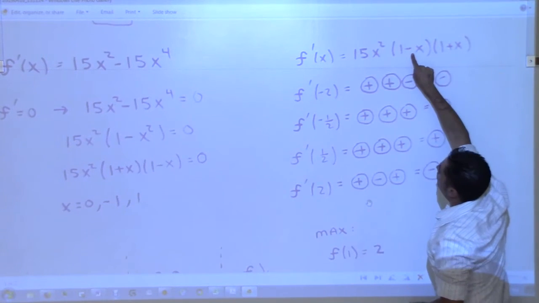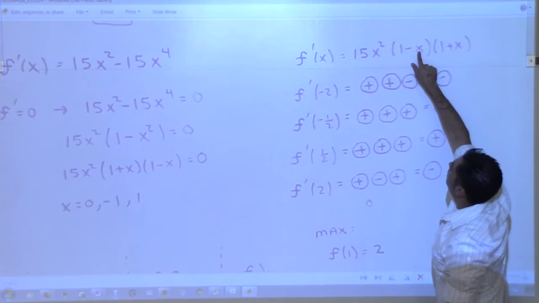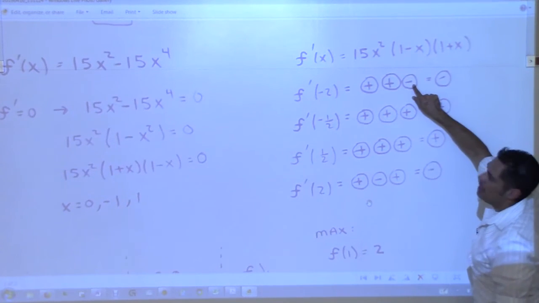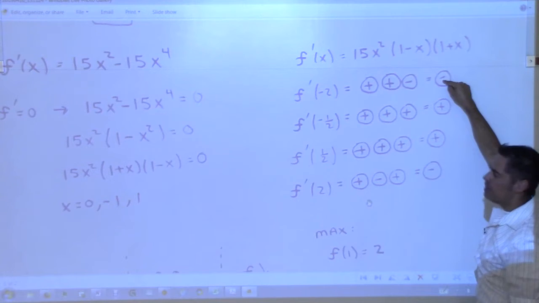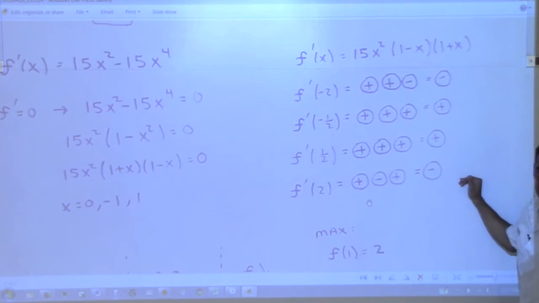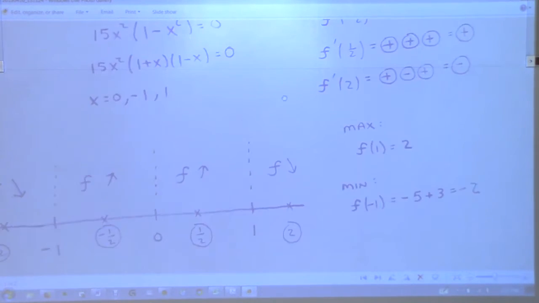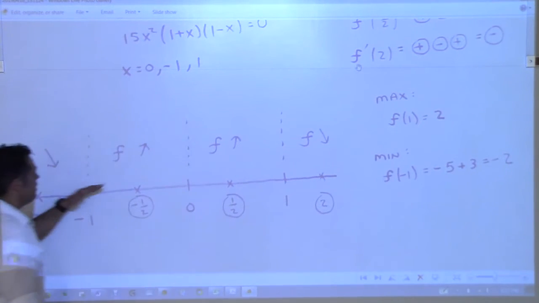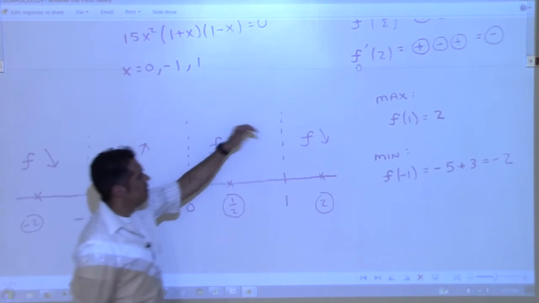And then when I plug in negative 2 here, I get 1 minus negative 2. That's 1 plus 2, so I get a positive. Plug negative 2 in here, we get a negative. So if we multiply these, we get negative. And I did that for each of the points. So I got negative, positive, positive, negative. So it didn't switch there, which means that my graph went, my function goes down, then up, up, then down.